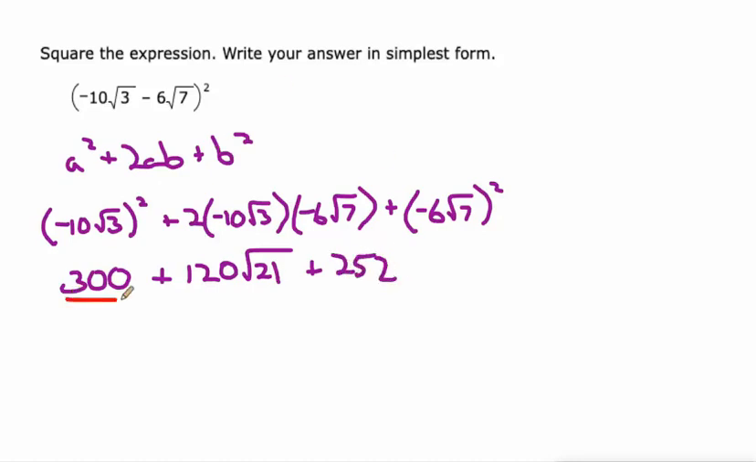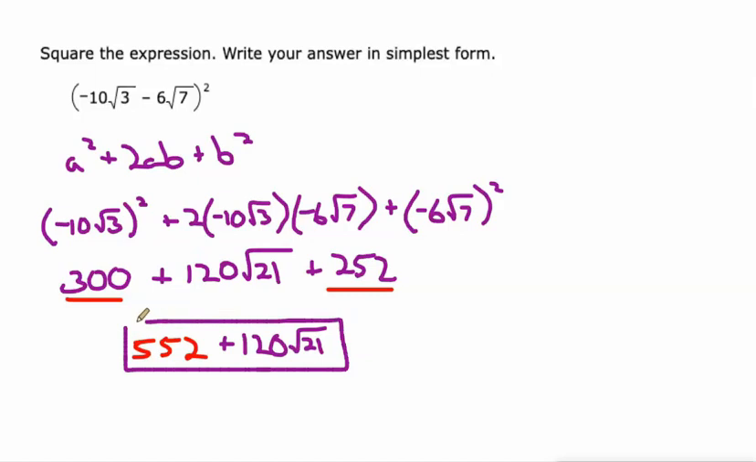I do have some like terms that can be combined. The 300 plus the 252 makes 552. So 552 plus 120 times the square root of 21. That cannot be simplified because the square root of 21 doesn't have any perfect square factors.